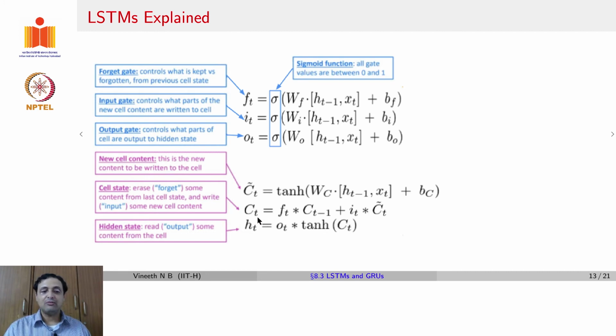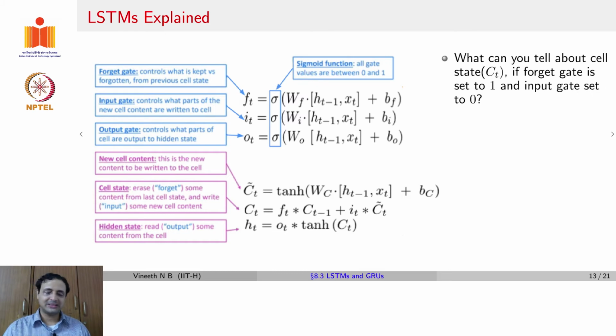And ct finally is obtained by forgetting some content from the previous state and writing some new cell content. ft controls ct minus 1 and the input gate it controls the c tilde t, which you ideally want to write onto the cell state. And finally, the hidden state decides to read some content from the cell as output using the output gate. It again uses a tanh to maintain negative and positive values.